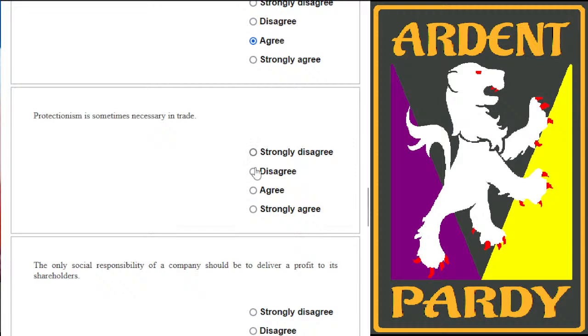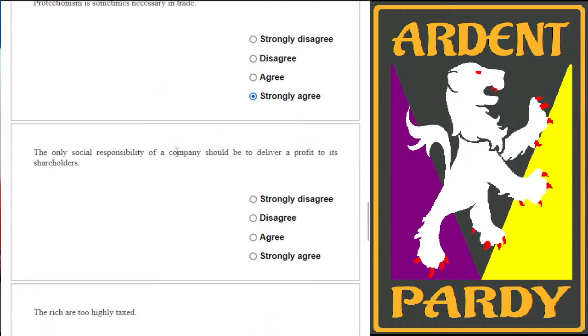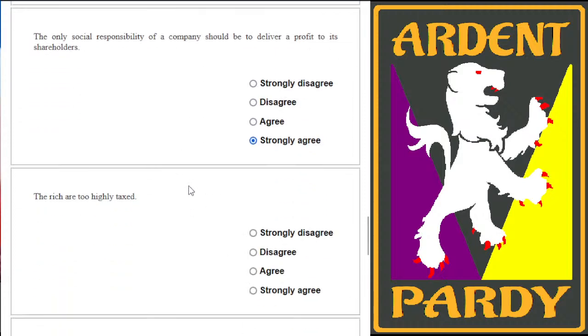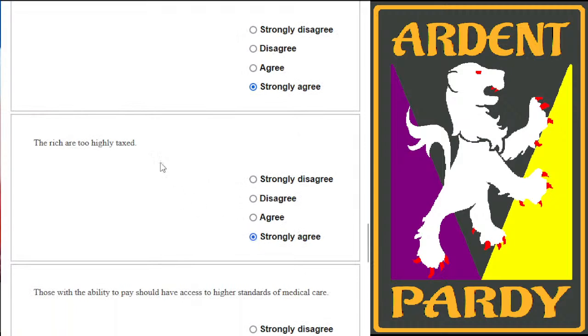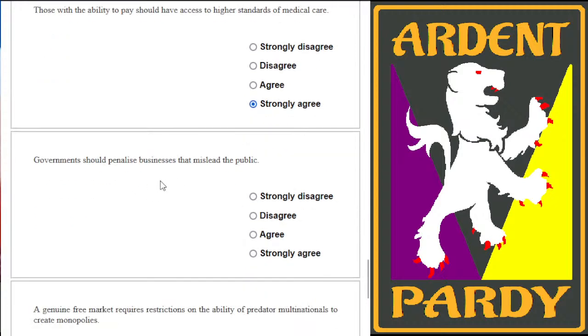Protectionism is sometimes necessary in trade. I strongly agree. The only social responsibility of a company should be to deliver a profit to its shareholders. Strongly agree. The rich are too highly taxed. I strongly agree with this. Those with the ability to pay should have access to higher standards. Oh, fuck yeah. Can you tell I live in a universal healthcare country?